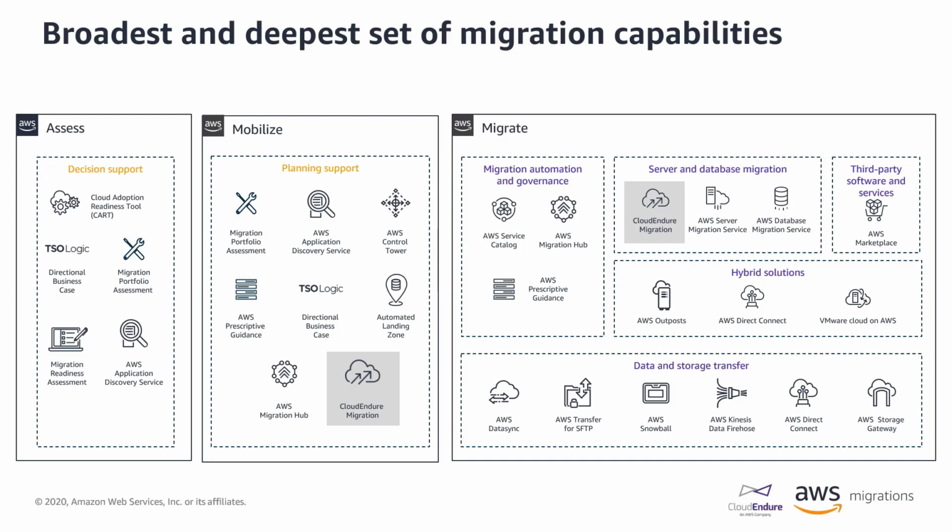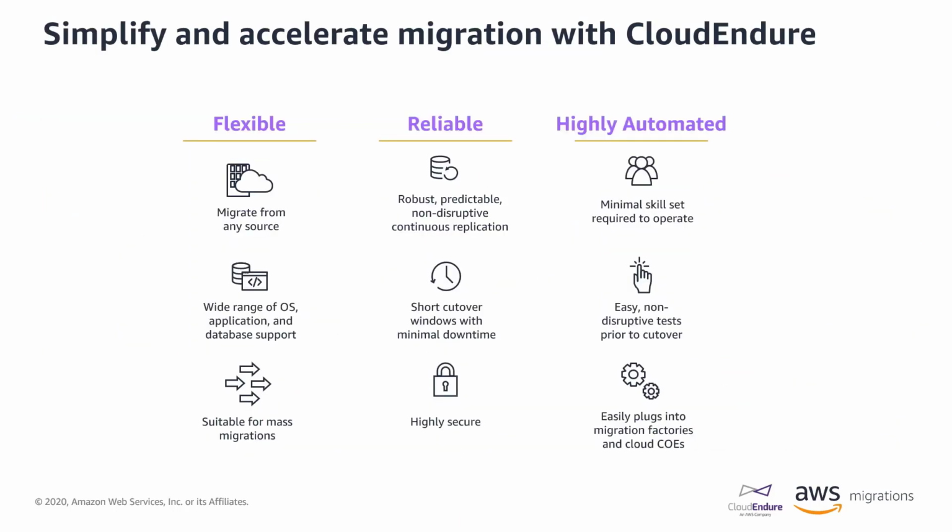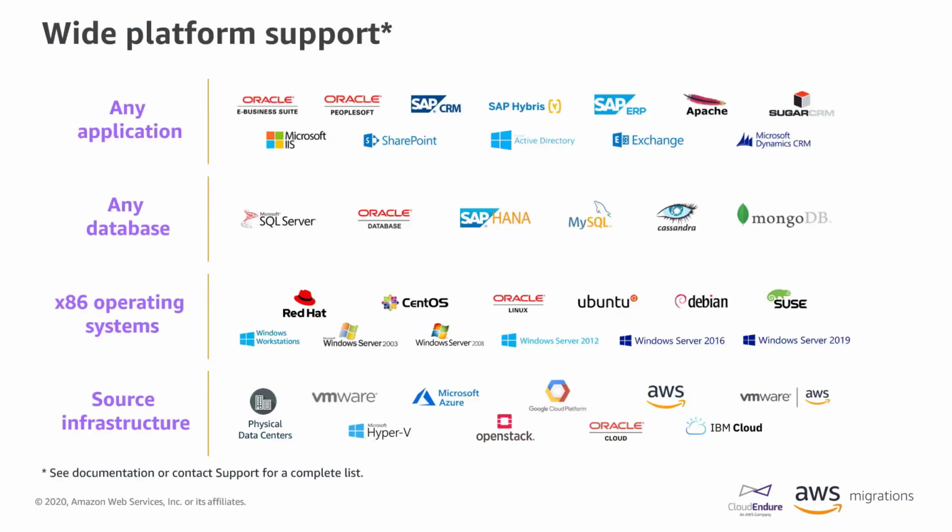This video covers migrating to AWS with CloudEndure Migration, offered by AWS. CloudEndure Migration simplifies and accelerates migrations with a process that's flexible, reliable, and automated, minimizing cutover windows, human error, and business disruption. Migrate to AWS from on-premises environments, including physical and virtual, public and private clouds, and other AWS accounts, regions, or availability zones.